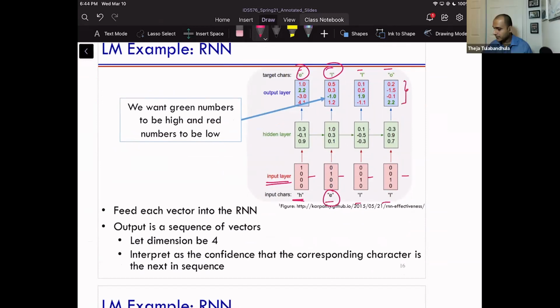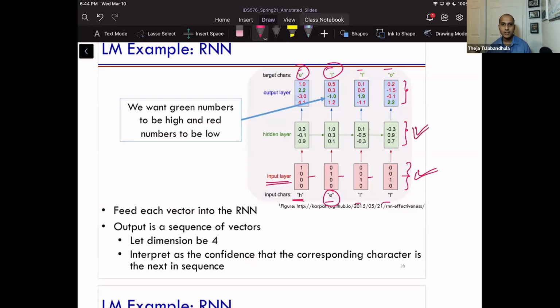So let me disambiguate what these numbers are. This first one is the encoding of the characters. Those are external. So if you had some encoding from before, you can use them. If not, you can just use one hot encoding. So they are not really trainable. They're just one hot encoding representations of the 4 characters in our vocabulary.